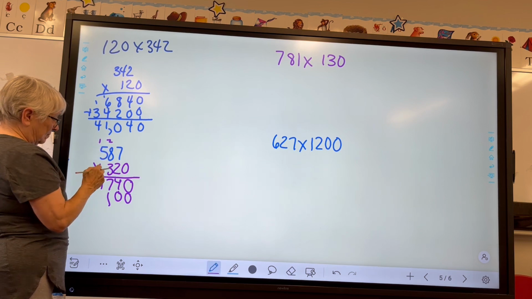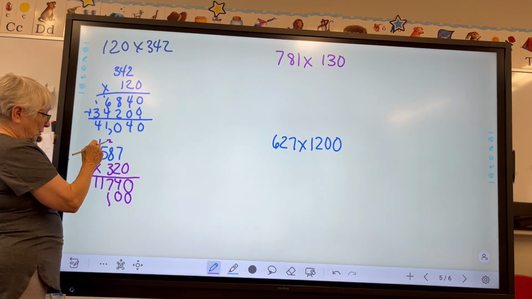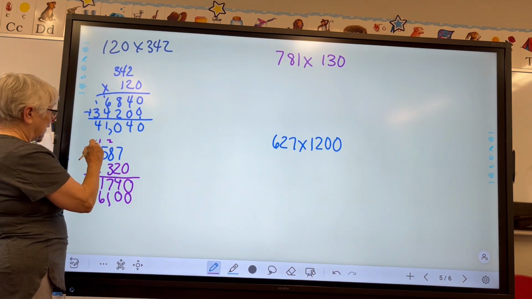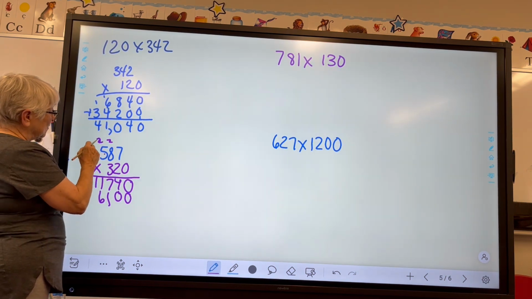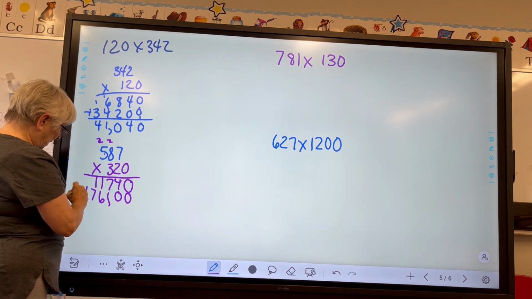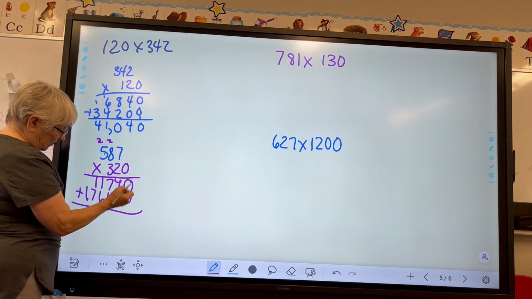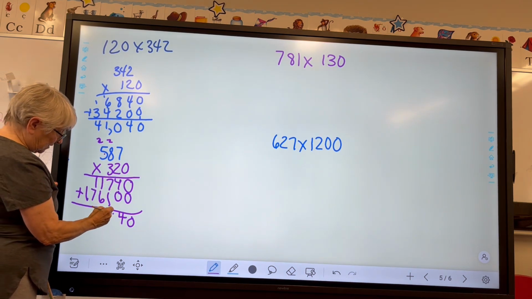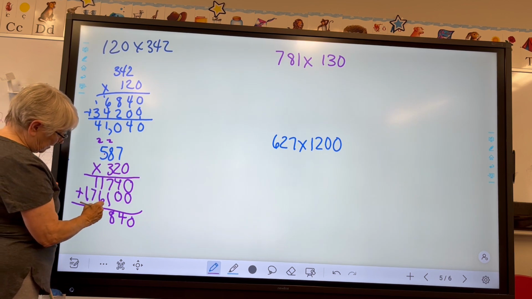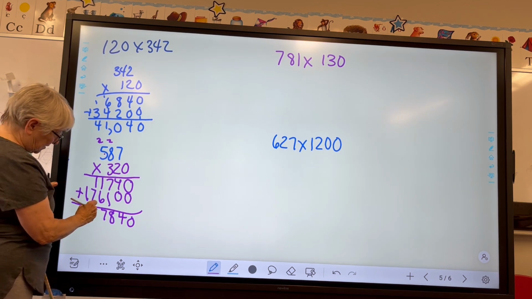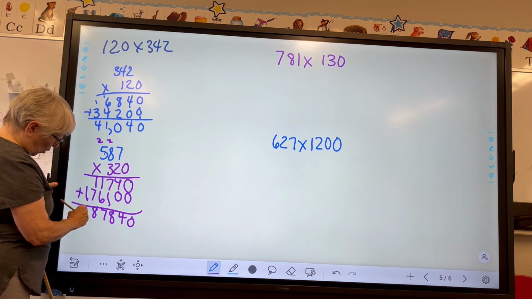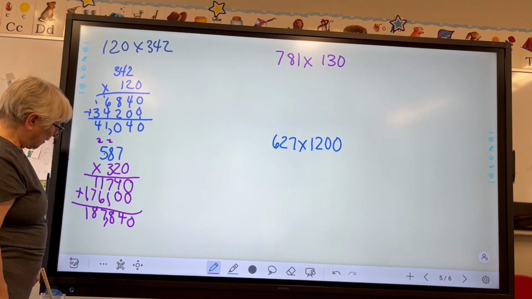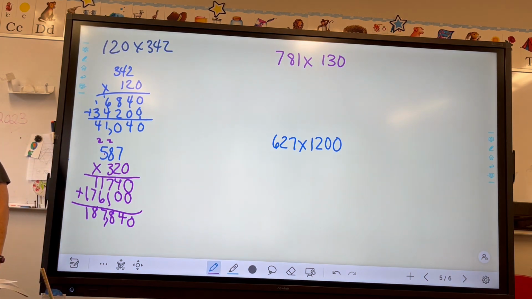Carry the 2. 3 times 8 is 24, 25, 26. Carry the 2. 3 times 5 is 15, 16, 17. And then we add. 0. 4 plus 0 is 4. 7 plus 1 is 8. 6 plus 1 is 7. 7 plus 1 is 8. And then 1 plus nothing is 1. So this one, I got 187,840, and my check paper says that's right.